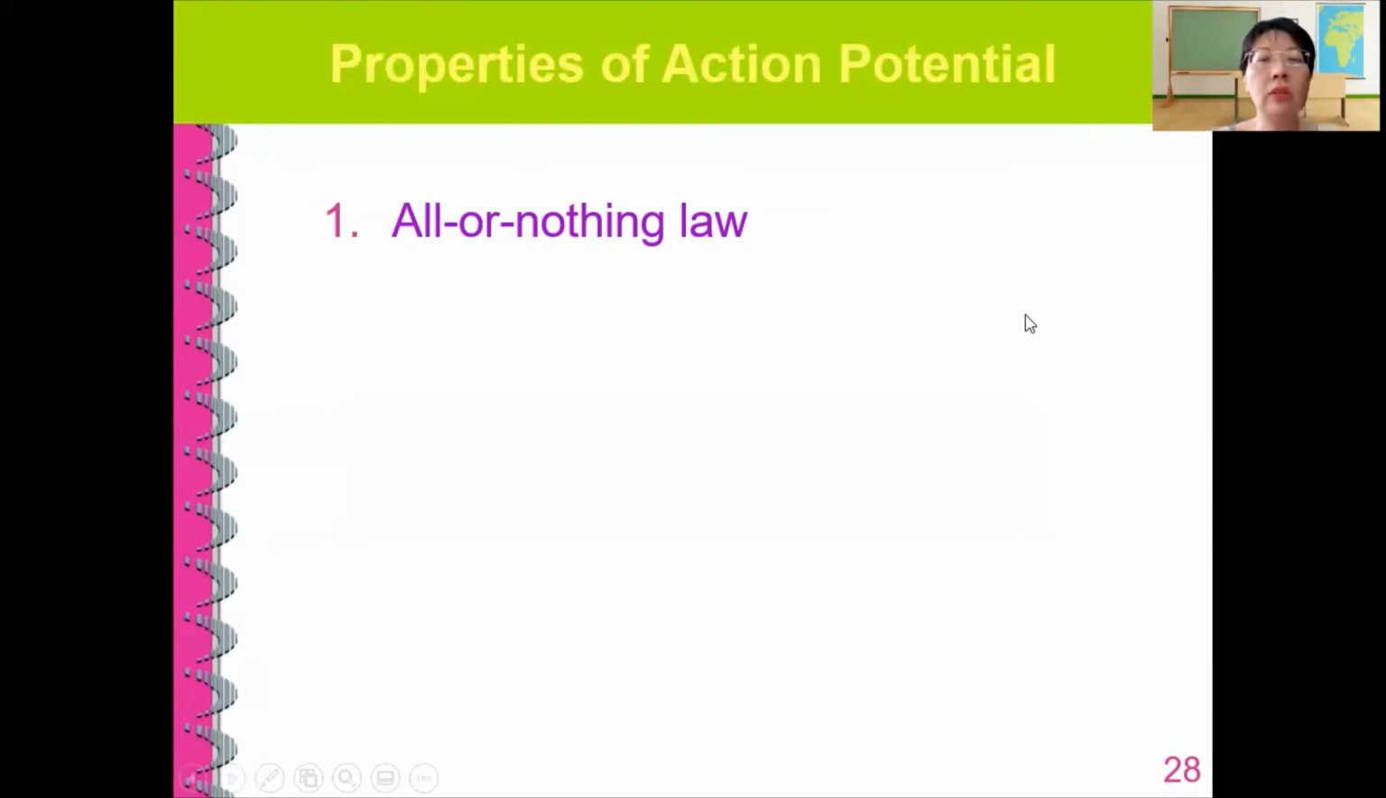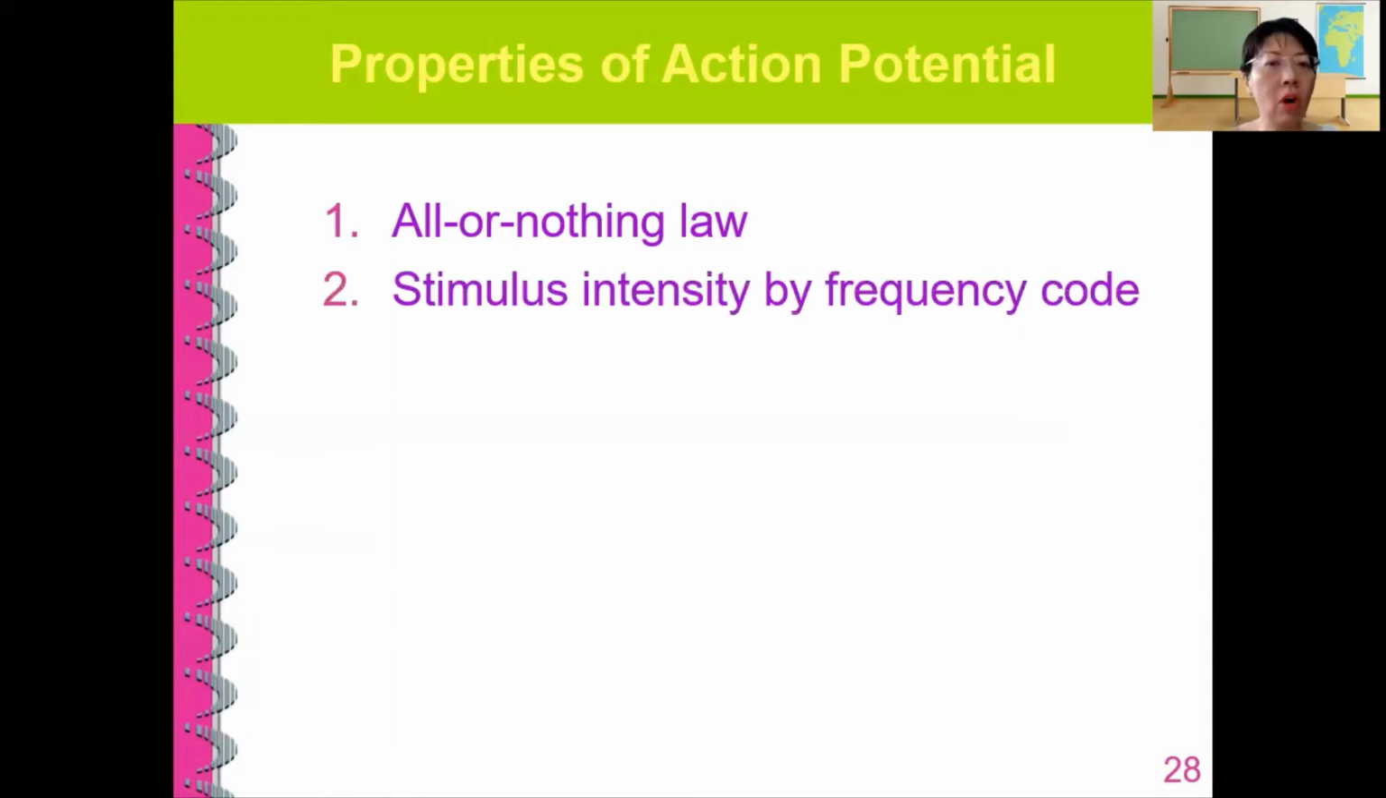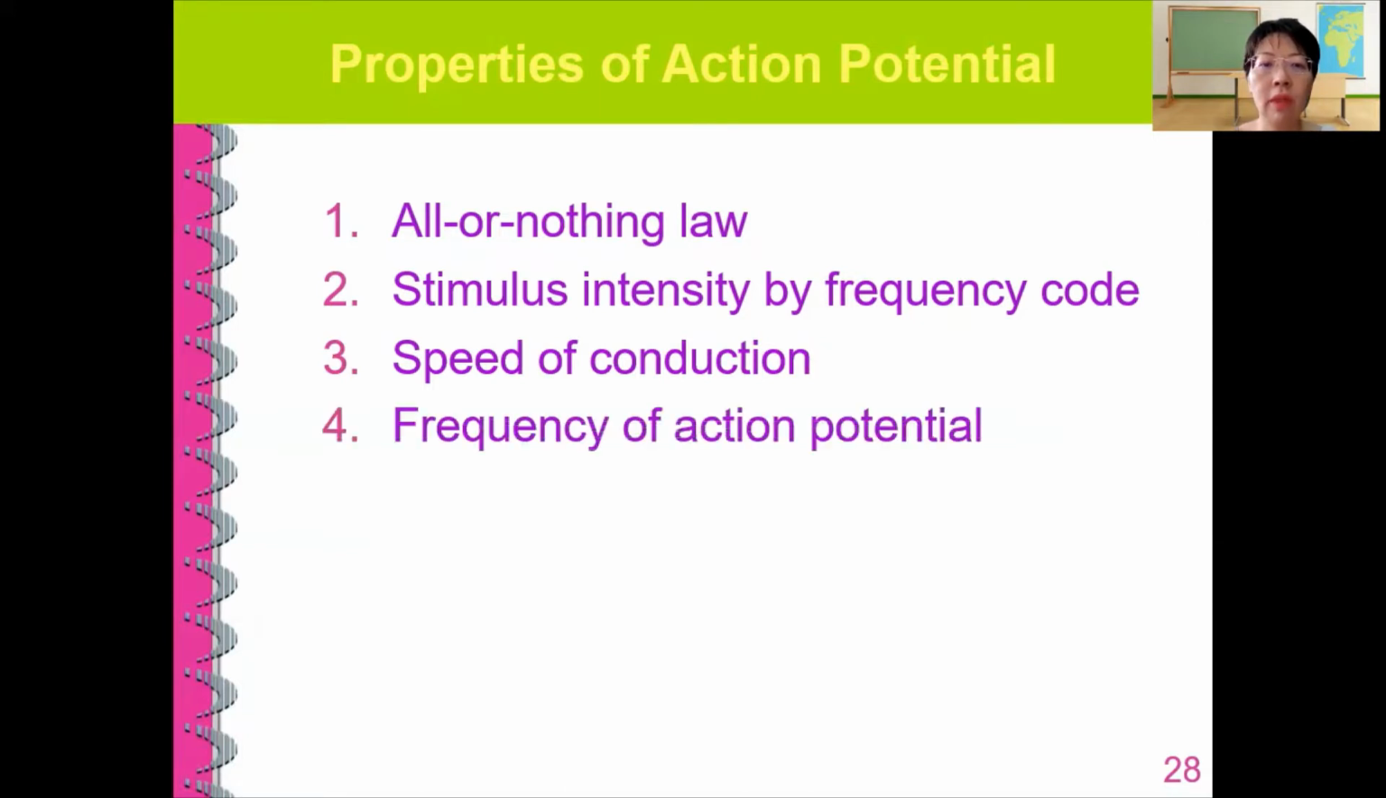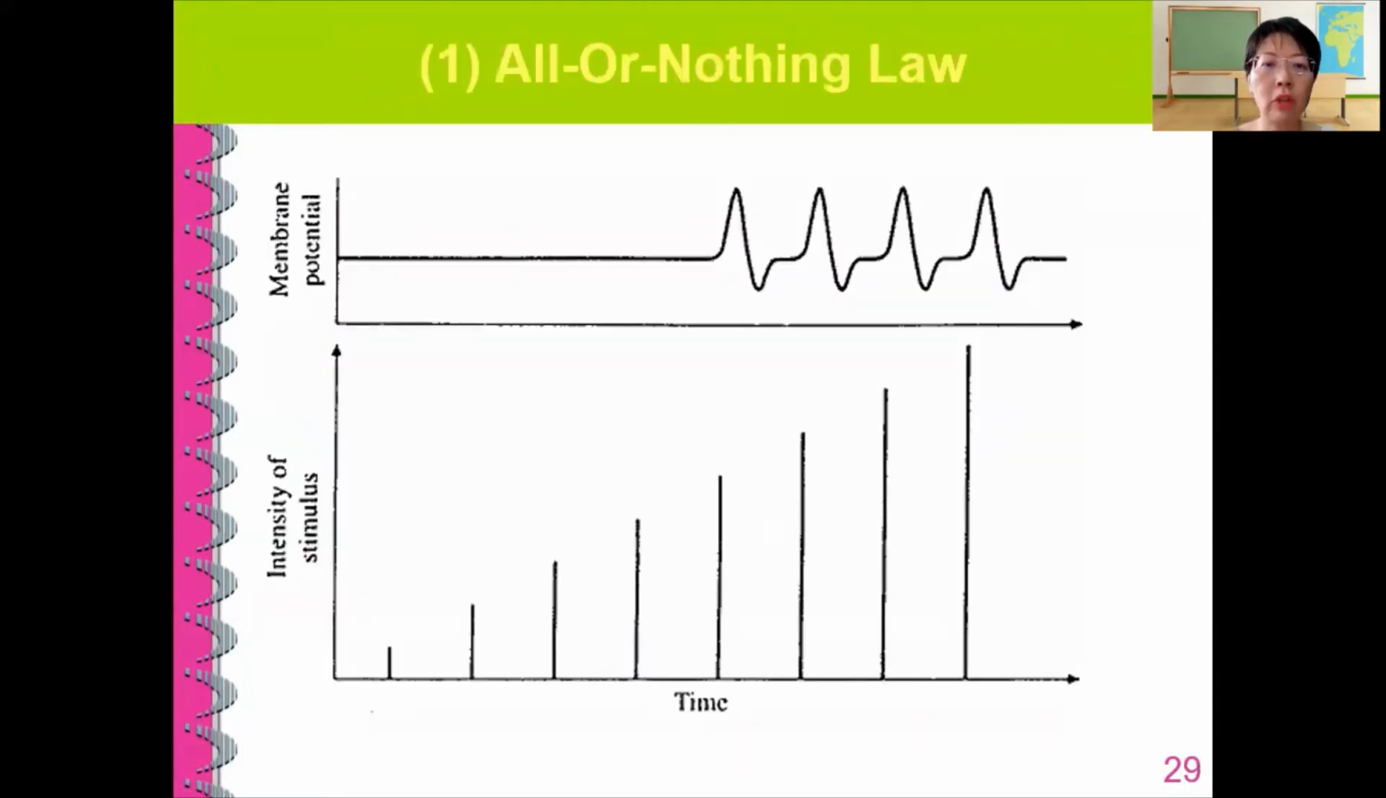Right. So now we're going to look at the properties of action potential. Number one, all or nothing law. Number two, stimulus intensity by frequency code. Number three, speed of conduction. Number four, frequency of action potential. The graph on the top shows you the membrane potential of the axon versus time, for different experiments. The bottom graph shows you the intensity of the stimulus, for example, the loudness of the sound.